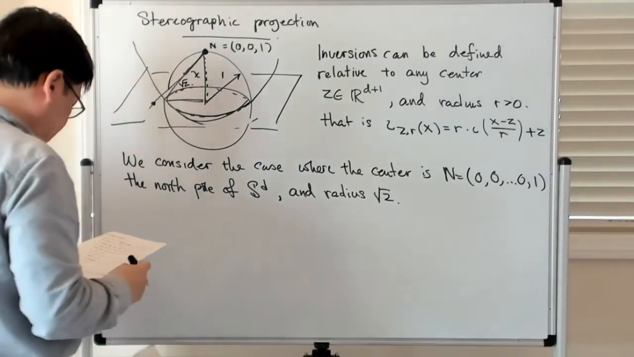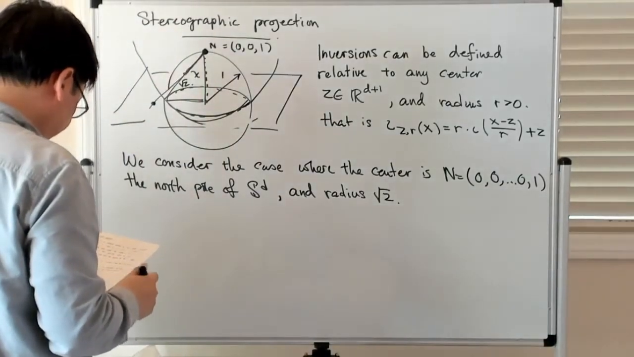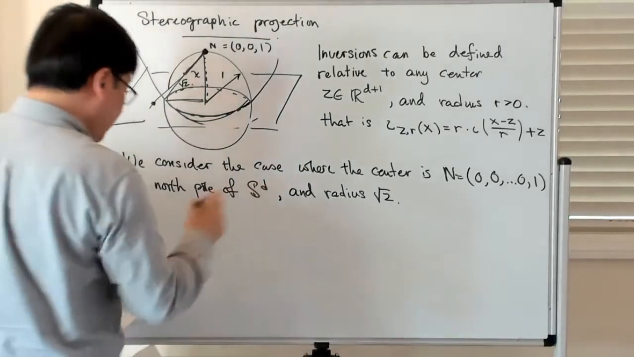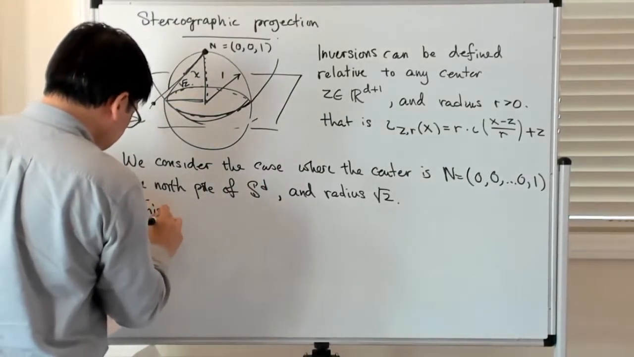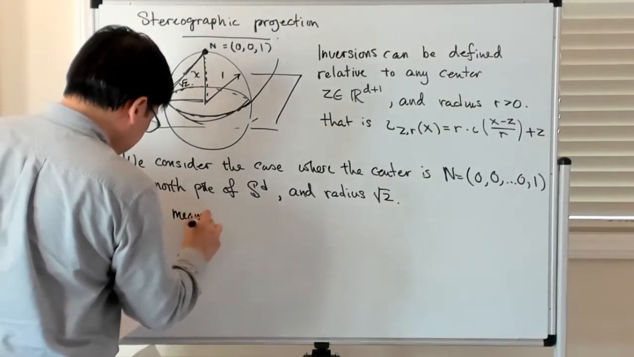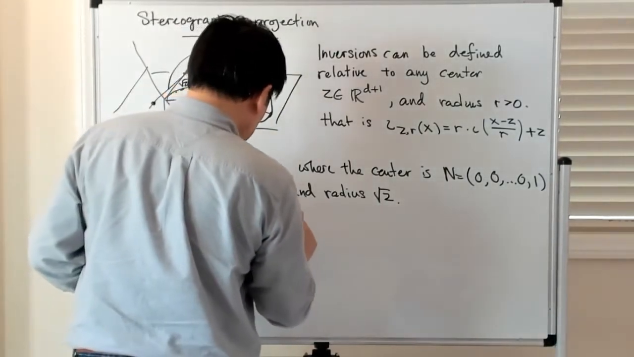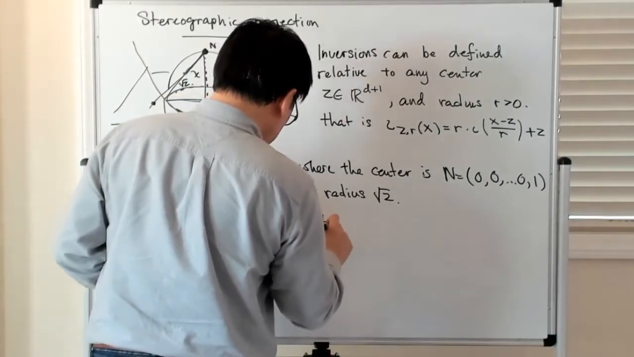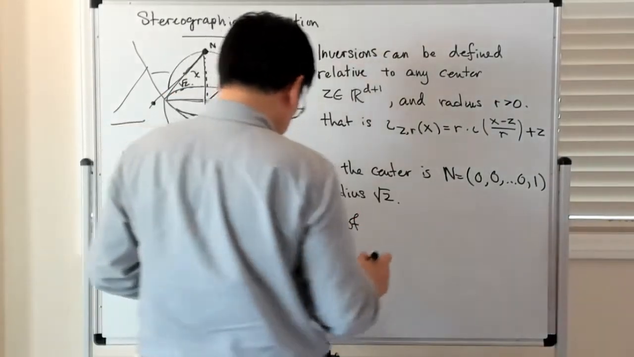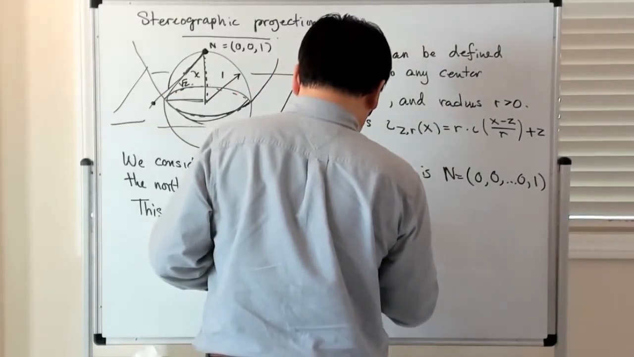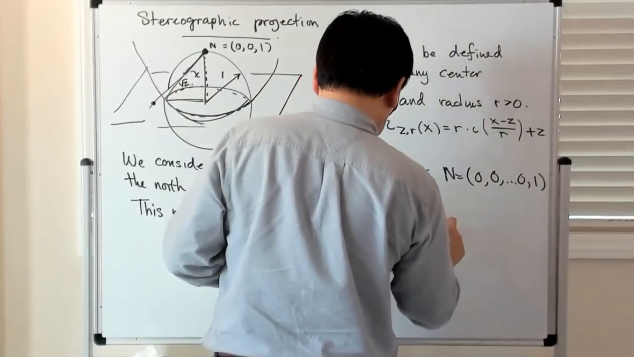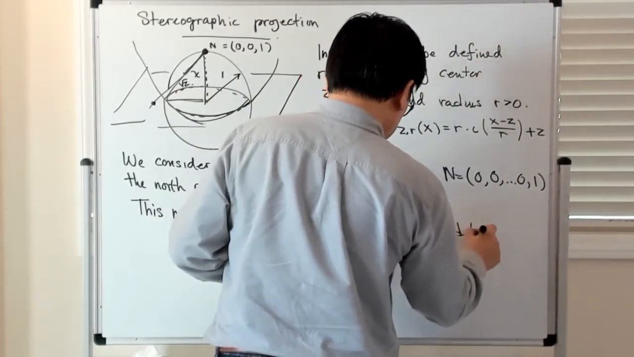Okay, so this then means that the equator of S^d is fixed by this inversion.